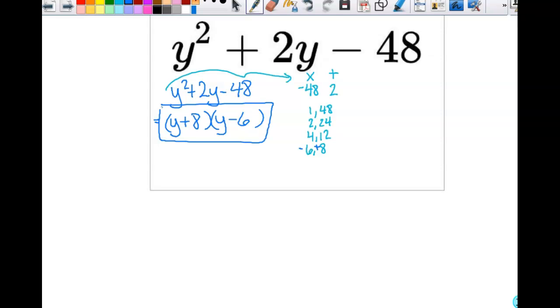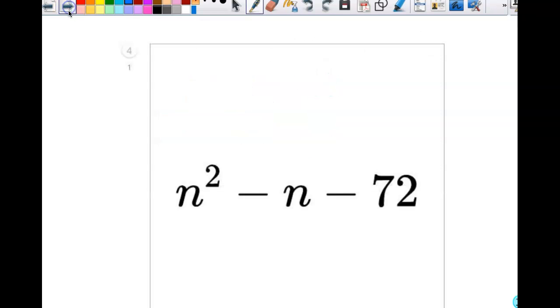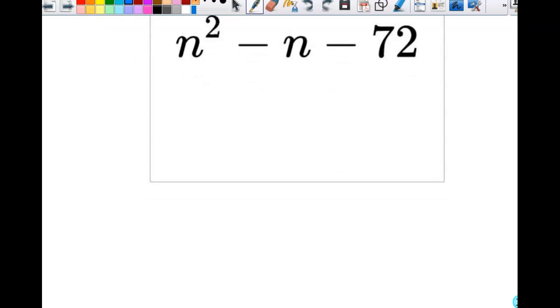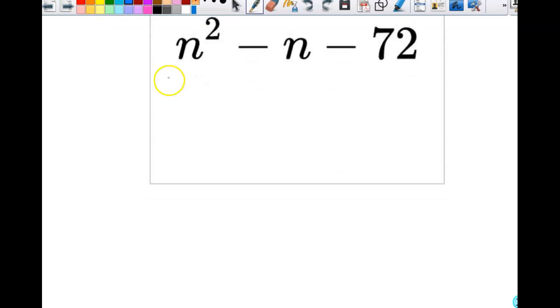All right. So let's step you through one more. See if we can get through this a little quicker here. Here are the things I want you to do. We've got n squared minus n minus 72. And the more consistent you are, the better off you are, I promise.